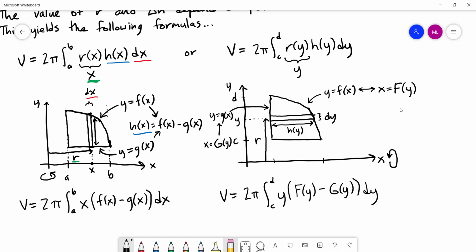So basically this part here, again, just to make things clear, this r is the same as the y coordinate. This r was the same as the x coordinate in the other drawing. And that is this piece. The dy, that's this little tiny thickness. And our h of y is right here. It's just the difference between this one and this one.